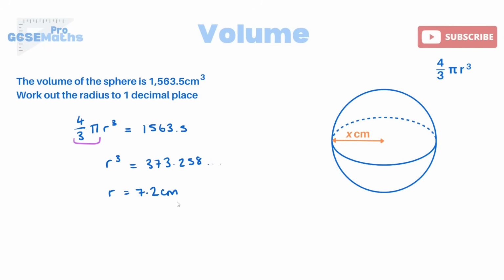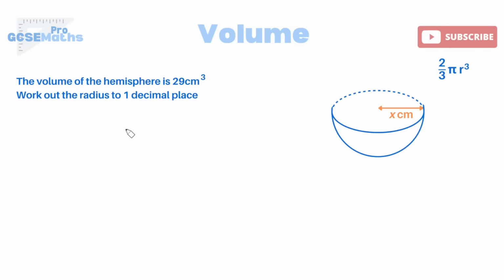So I've literally just reversed the volume formula for a sphere. Now our last question is to pretty much do exactly the same, but with a hemisphere. So the volume of a hemisphere is 29 centimeters cubed. Work out the radius to 1 decimal place.